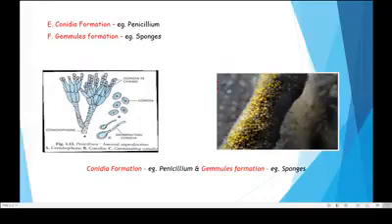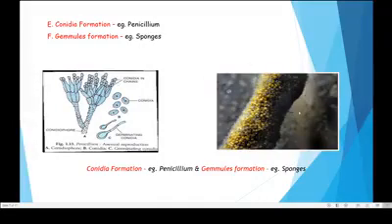The next example is of Penicillium. This is the diagram of Penicillium, a multicellular fungus. This fungus produces conidiospores. You can see over here these are the conidia. These conidia are transferred to new locations, and there they germinate and produce a new Penicillium.